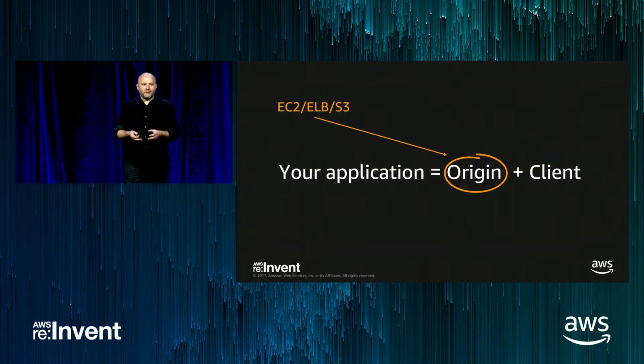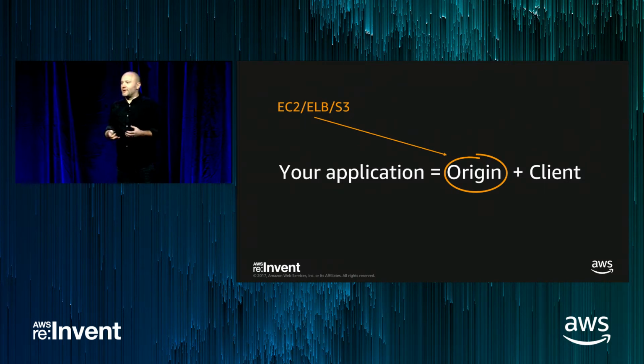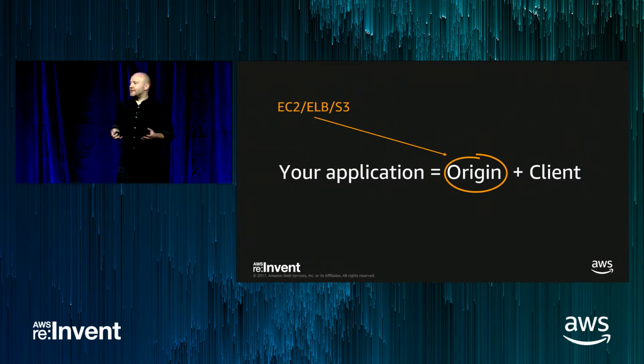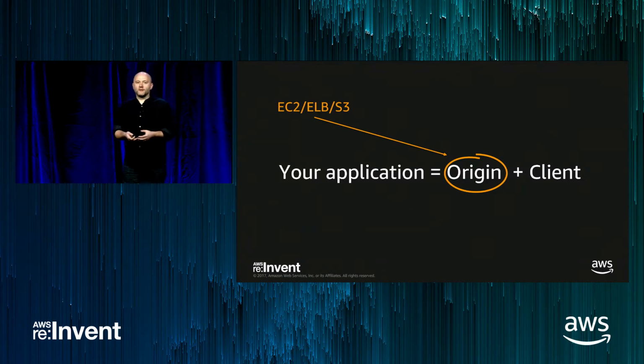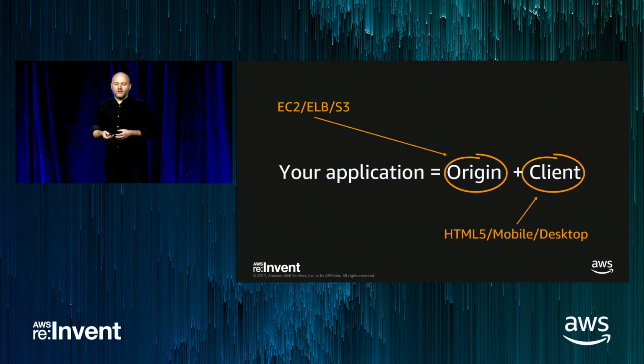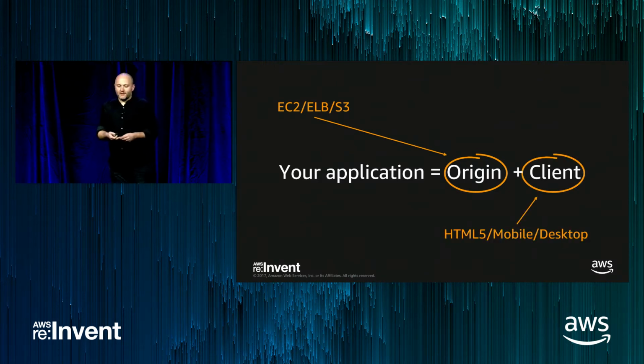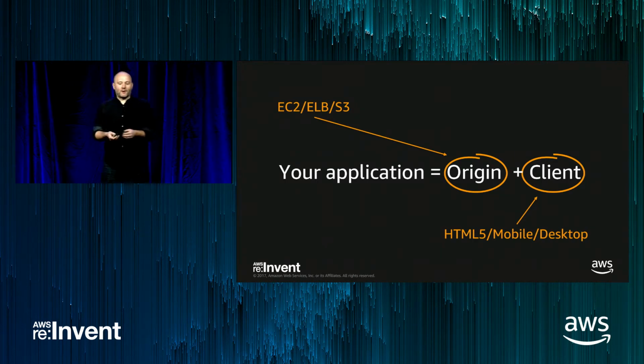So the origin runs on EC2, ELB, S3. It could run somewhere else on the internet, could run in your own data centers, for instance. And then you've got the client. The client is the interaction with the origin. So it could be a website, a web browser, it could be a mobile application or a desktop application.